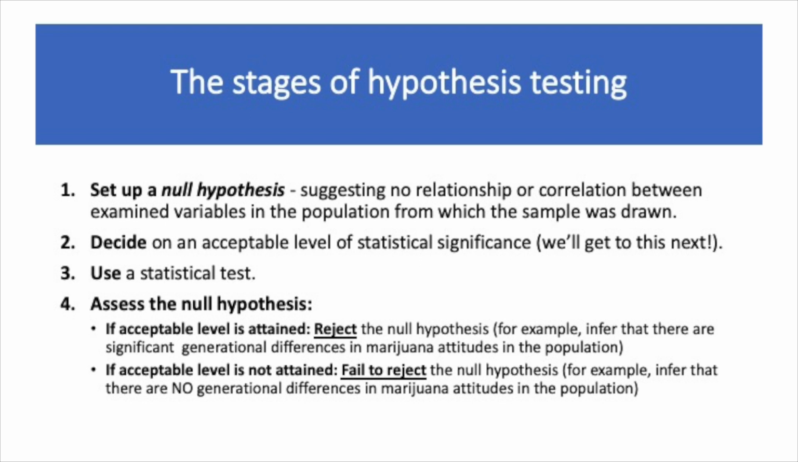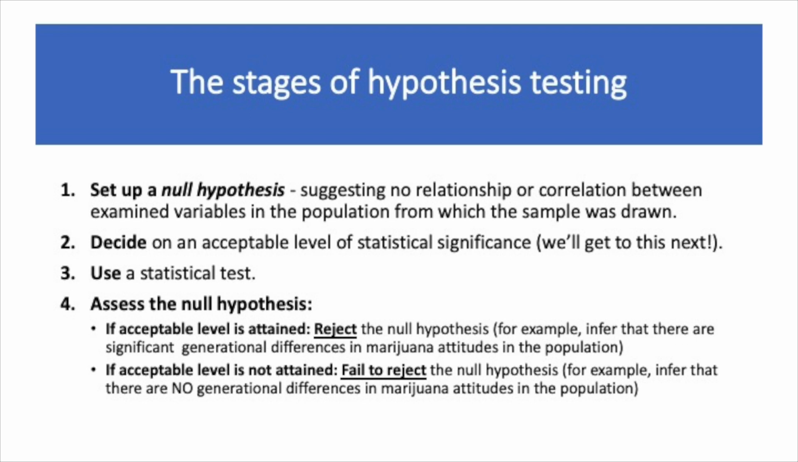There is a set order or a set number of stages for engaging in hypothesis testing. Okay, so we'll go over this. This is coming from the book. But when you do hypothesis testing or inferential statistics, here are the 4 stages that you're going to engage in. The first is to set up a null hypothesis. So as we mentioned in the previous slide, a null hypothesis is stating that there is no relationship or correlation between examined variables in the population. Okay? That is our null hypothesis.